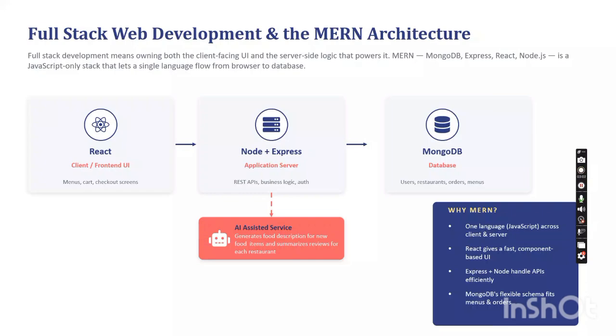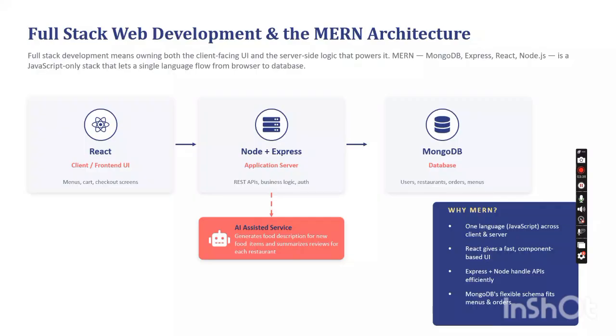Now, connected to the backend, I have added AI-powered functionality, but I want to be clear about what it actually does. It's not a recommendation engine that suggests items to the users. Instead, I built two specific AI features. One, an AI food descriptor generator. When a restaurant admin adds a new food item, instead of manually writing a description, the AI automatically generates one based on the item's name and details.